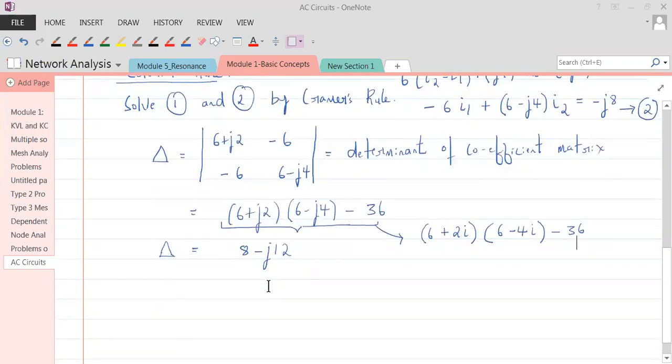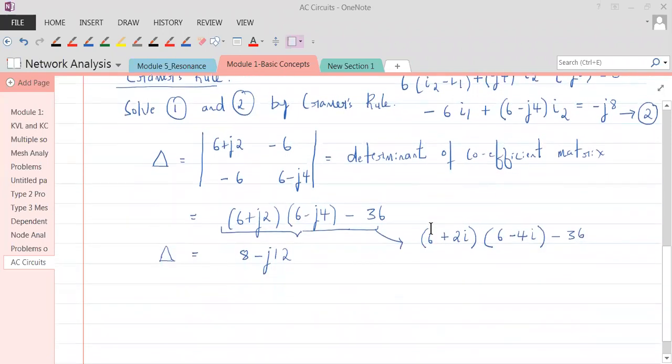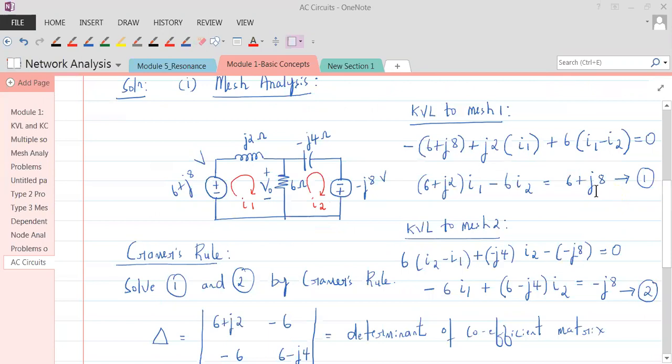And what are delta 1 and delta 2 now? Having got delta, to find I1 and I2 by Cramer's rule, we need to know delta 1 and delta 2. Those who have forgotten, try to remember this. We are finding delta 1. See the right hand side of equation 1 and the right hand side of equation 2. Substitute this in the place of the first column.